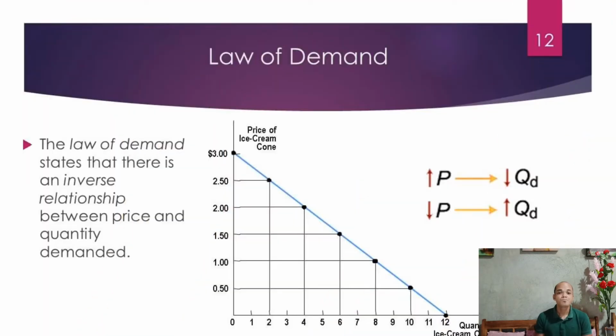The law of demand. The law of demand states that there is an inverse relationship between price and quantity demanded. As shown in the graph of the price of ice cream cones and the quantity of ice cream cones, there is an inverse relationship between the price and the quantity demanded. As the price increases, the quantity of ice cream cones demanded decreases. So there is really an inverse relationship.